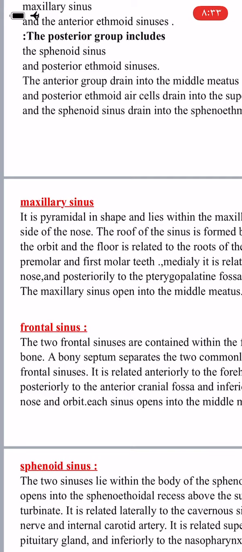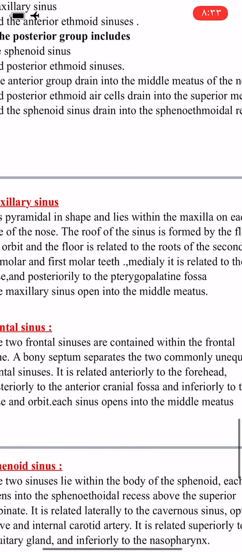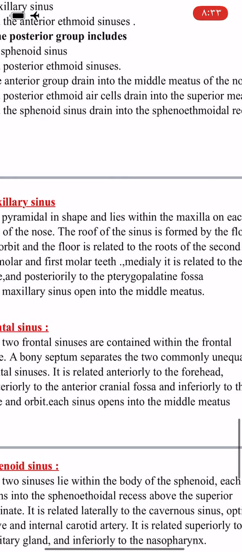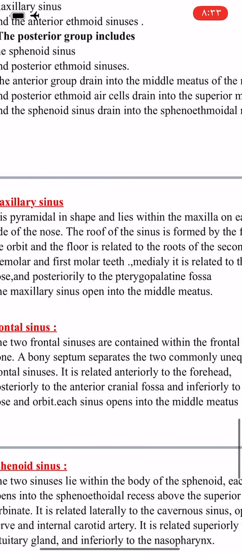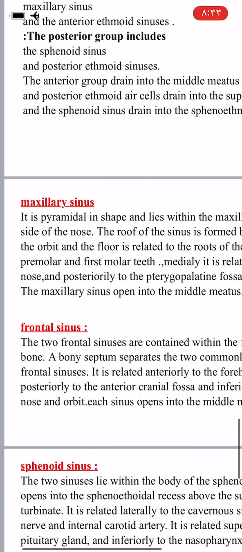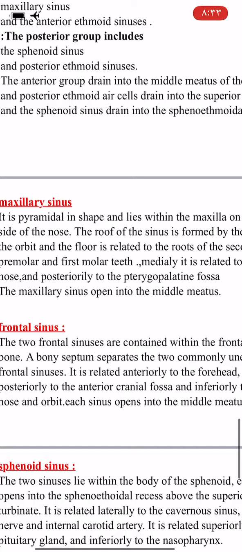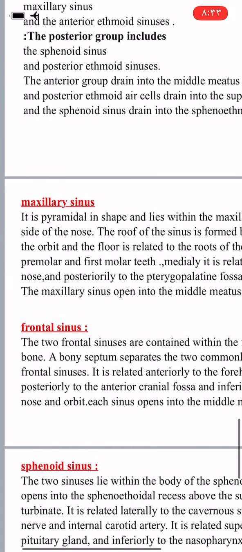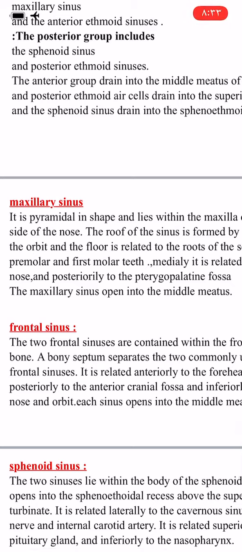Maxillary sinus. It is pyramidal in shape and lies within the maxilla on each side of the nose. The roof of the sinus is formed by the floor of the orbit, and the floor is related to the roots of the second premolar and first molar teeth. Medially, it is related to the nose, and posteriorly to the pterygopalatine fossa. The maxillary sinus opens into the middle meatus.